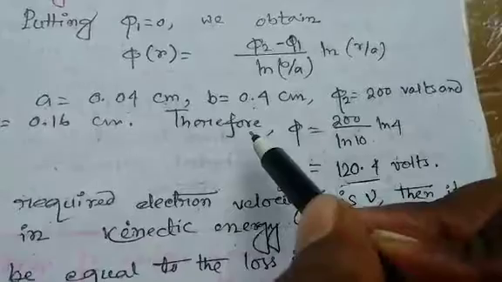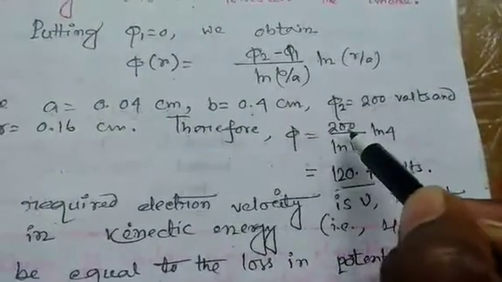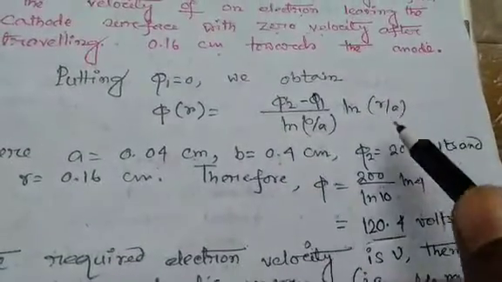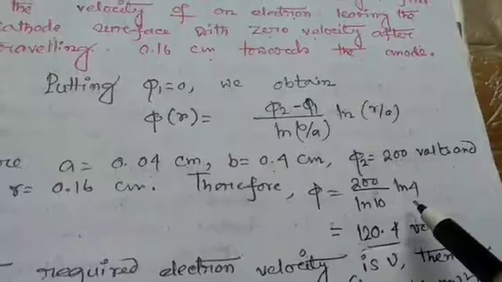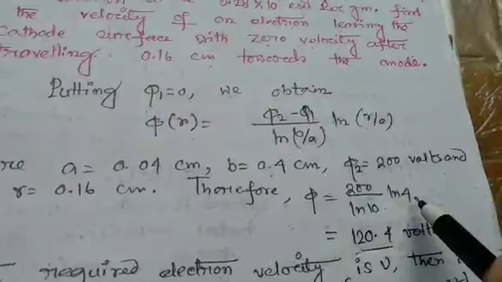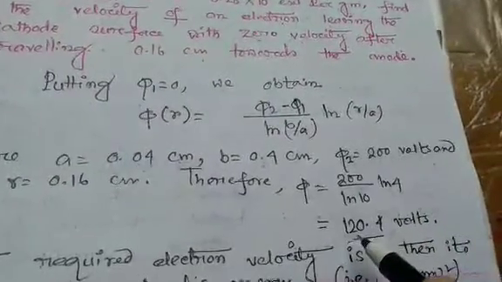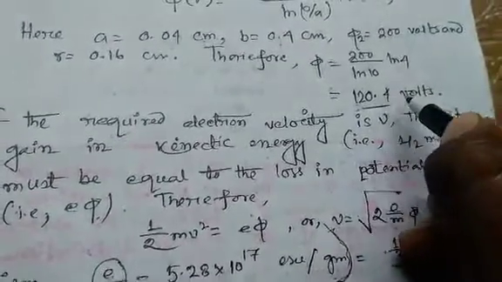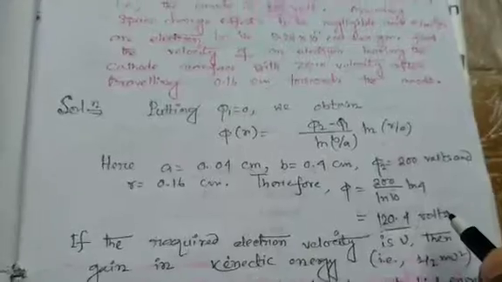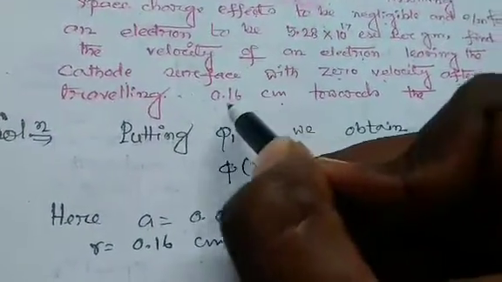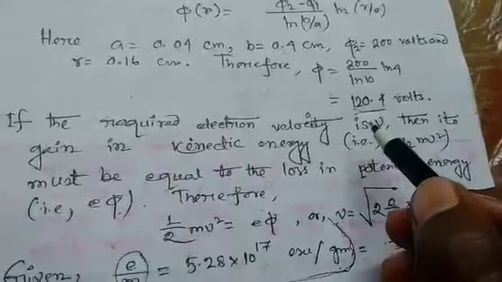Therefore phi equals to 200 by ln 10. Putting all these values, we get ln 4. After simplification, we get phi equal to 120.4 volts. That means the electron has traveled 0.16 centimeter, that is r, towards the anode.